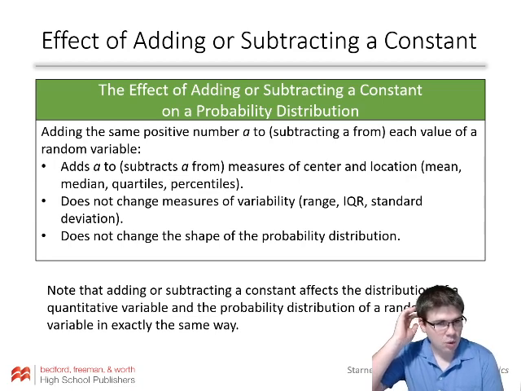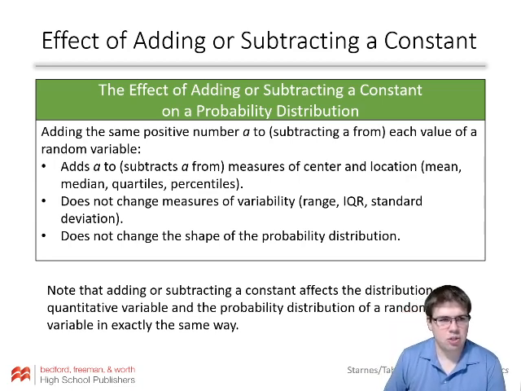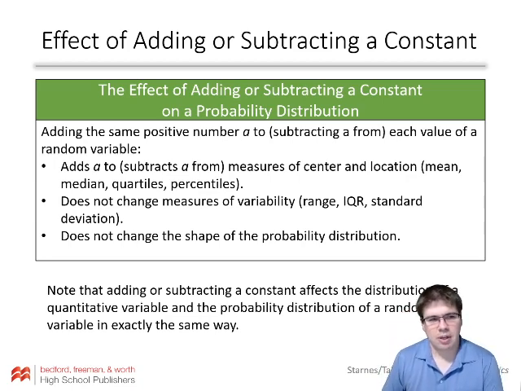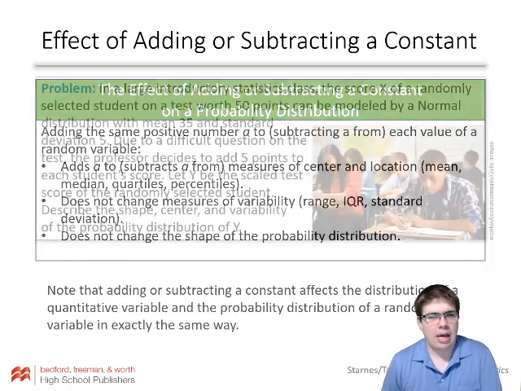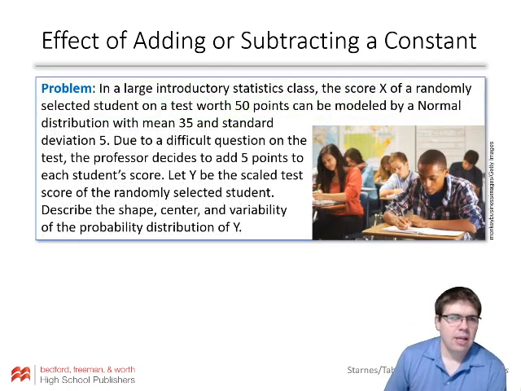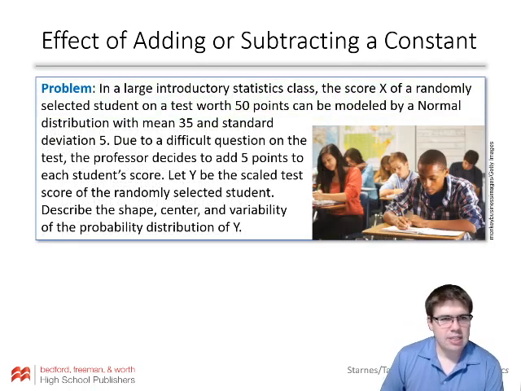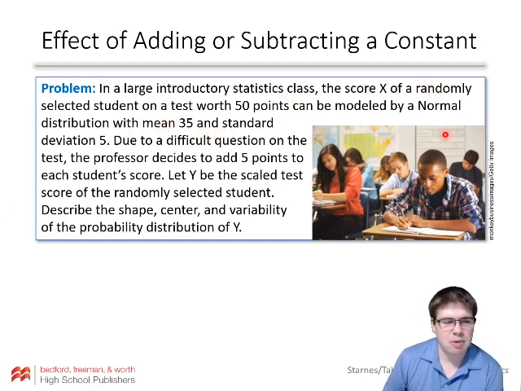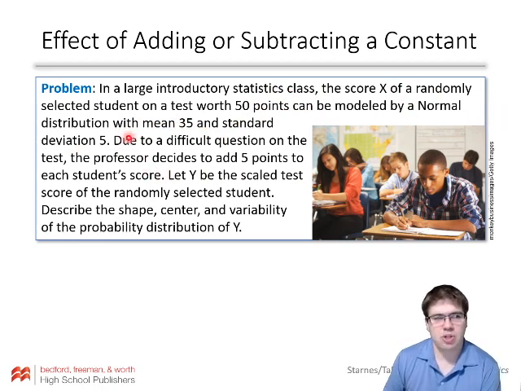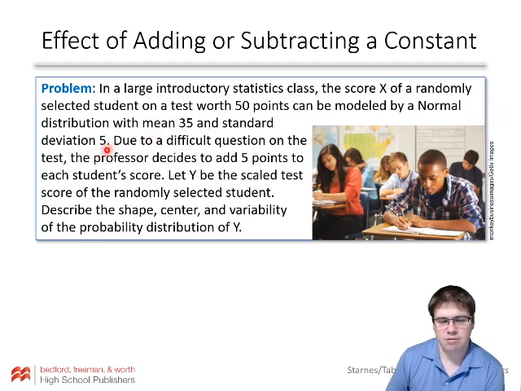Note that adding or subtracting a constant affects the distribution of a quantitative variable and the probability distribution of a random variable in the exact same way. As an example, in a large introductory statistics class, the score X of a randomly selected student on a test worth 50 points can be modeled by a normal distribution with a mean of 35 and a standard deviation of 5.